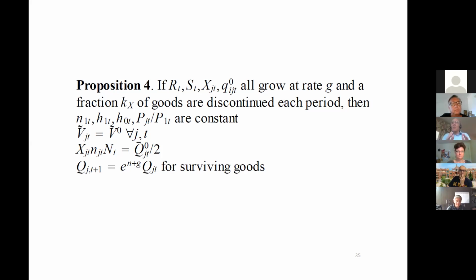Along the steady state growth path, there's a constant lifetime income advantage to being skilled. It's the same for every good j. It turns out to be an equilibrium result. Along the steady state growth path, each firm always has exactly the capacity, no more, no less, to meet the demand. And the output of every good that survives is going to grow at the rate of population growth plus productivity.